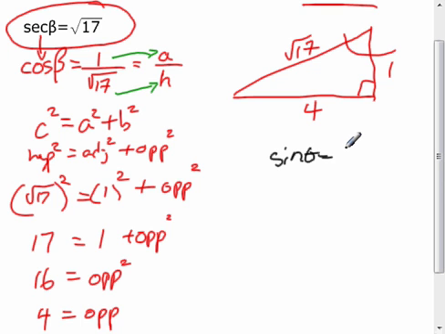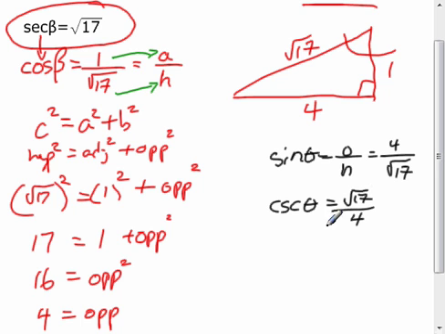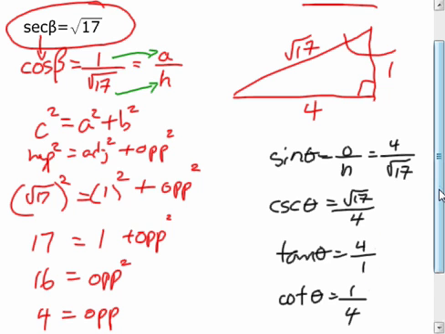I know that the sine ratio is opposite over hypotenuse. In this triangle the opposite side is 4 and the hypotenuse is root 17. Quickly I can give them the cosecant ratio because I know that's the reciprocal of sine. That'll be root 17 over 4. If they want the tangent ratio, I'm up for that. Tangent is opposite over adjacent, so that would be 4 over 1. And finally, the cotan ratio would be the reciprocal of tan, or 1 over 4.